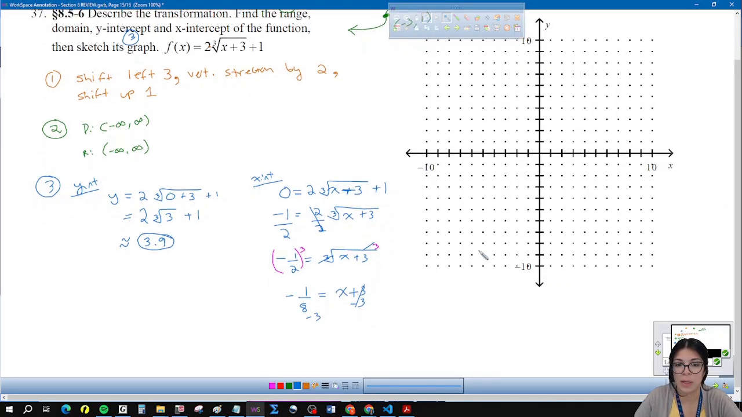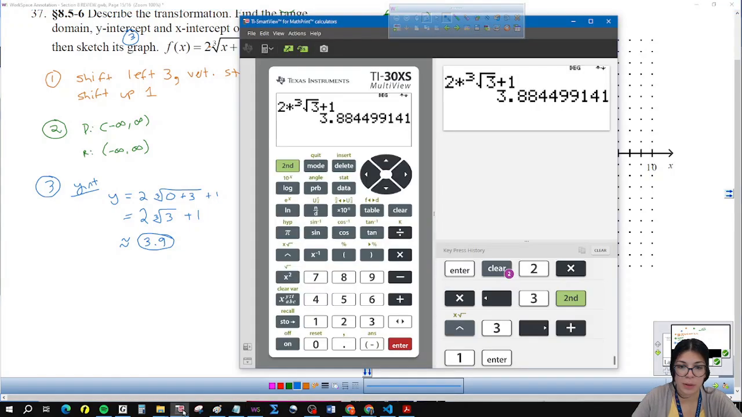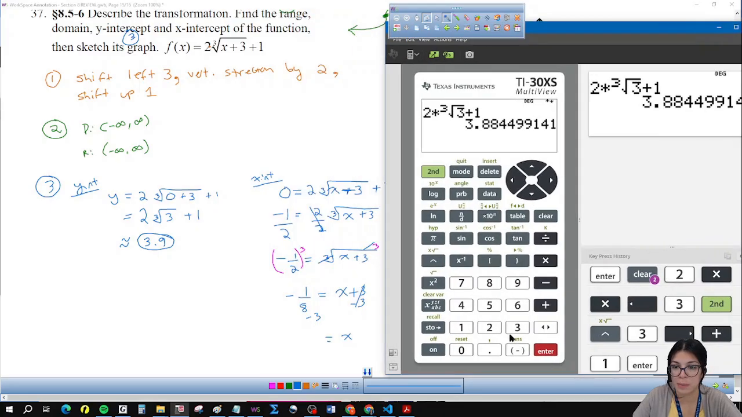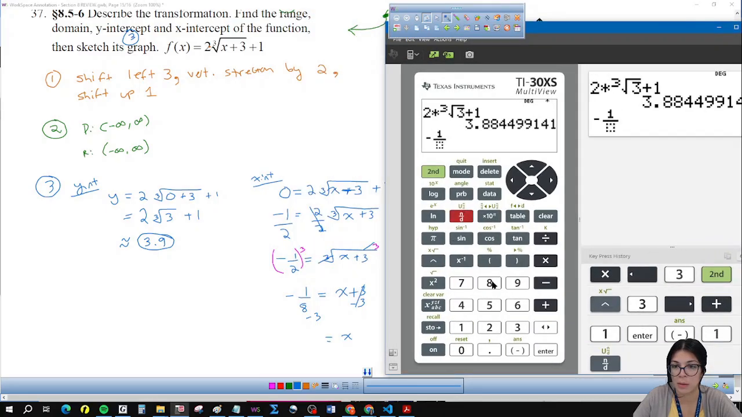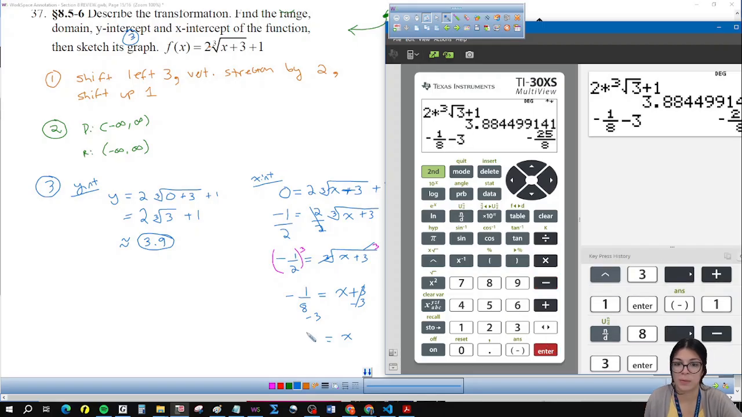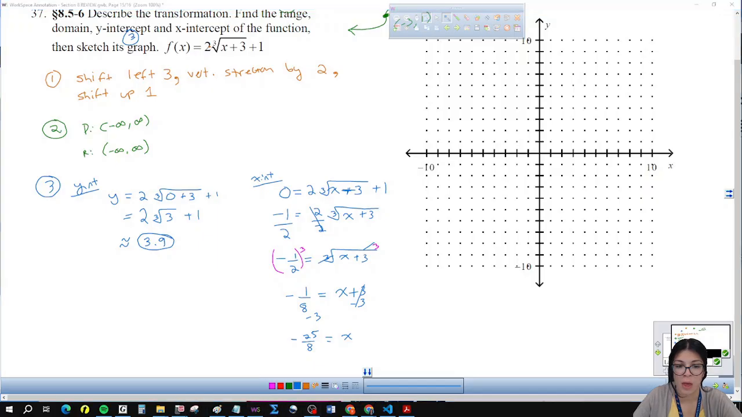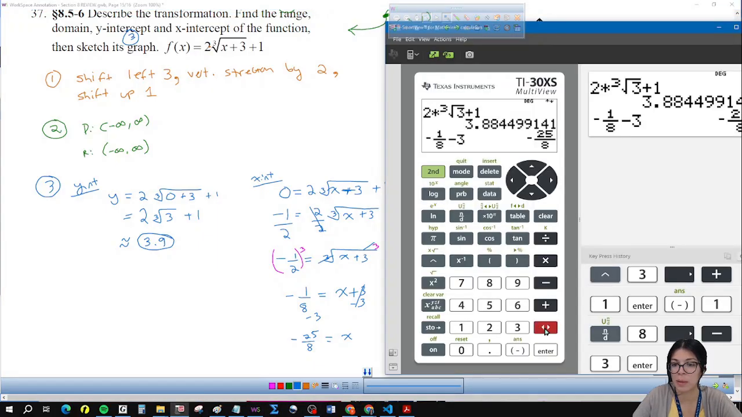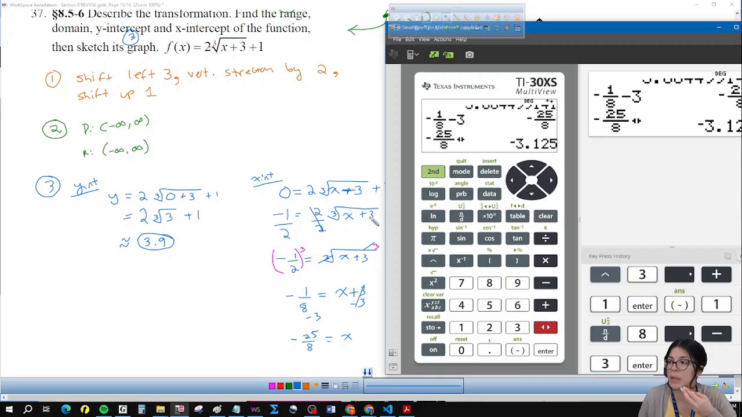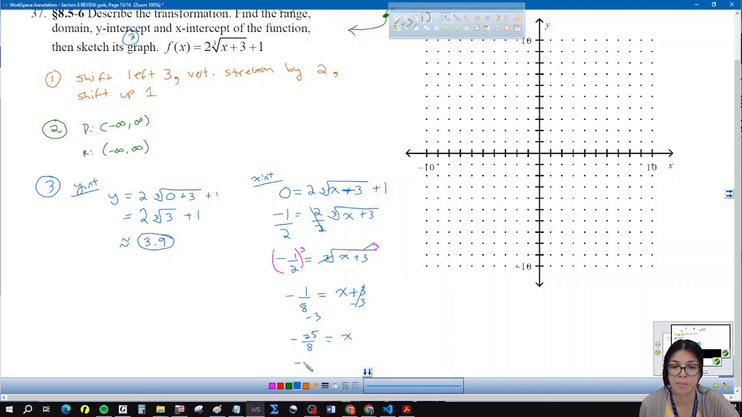So for my x-intercept, I can use my calculator to do that quick fraction: negative 1/8 minus 3 is negative 25/8. Which if I want to write as a decimal, so I can plot it on the graph, I can use the 2 arrows right above the enter to estimate it to roughly about negative 3.1.